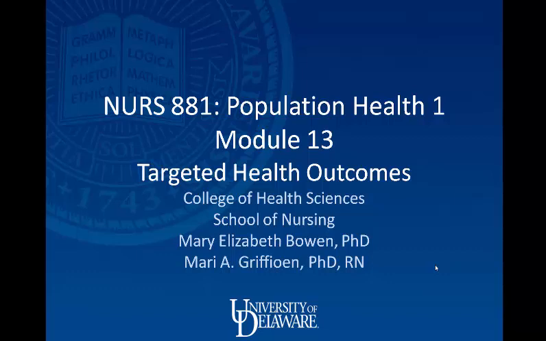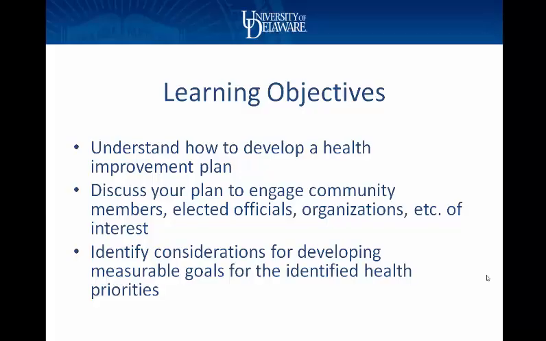Hi, and welcome to Module 13, where we will be discussing targeted health outcomes. In this module, you will understand how to develop a health improvement plan, how to engage community members, elected officials, organizations, or whomever your stakeholders of interest may be for your health improvement plan, and identify considerations for developing goals for your health priorities that you're going to identify.